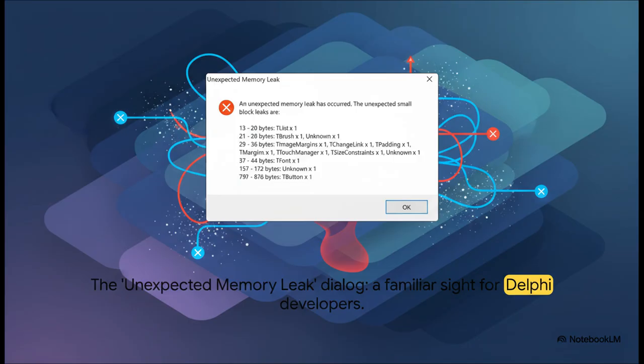And I'm willing to bet a lot of you Delphi developers out there have seen this dreaded dialogue. It's the system basically tapping you on the shoulder and saying, hey, your application isn't cleaning up after itself, and that has real consequences for performance.